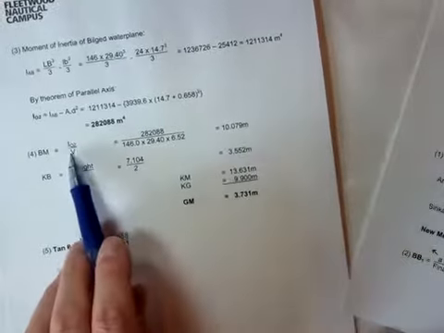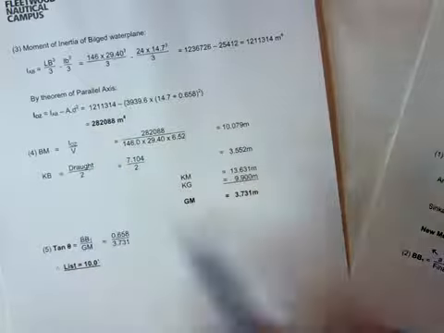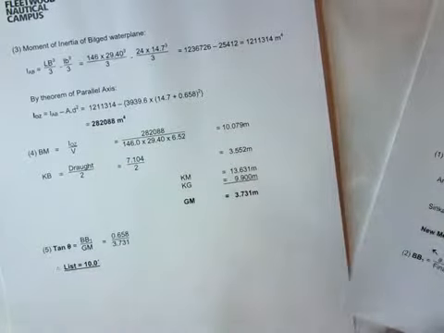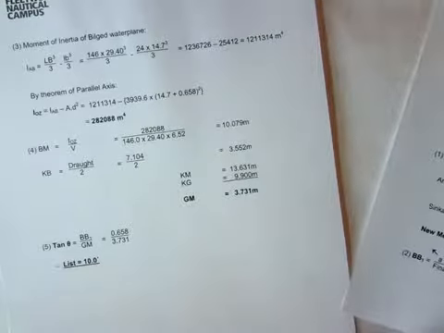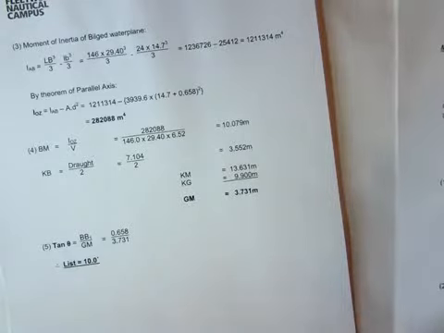BM uses I over V, which we've worked out there. KB, add the two together, which gives us our KM, minus the KG, gives us the GM. Does appear slightly complicated, but I think with these bilging problems it's just practice. If you just practice two or three of them, hopefully you'll get the hang of it.